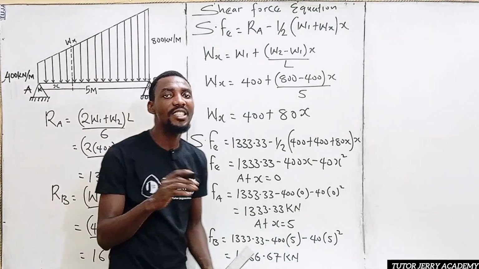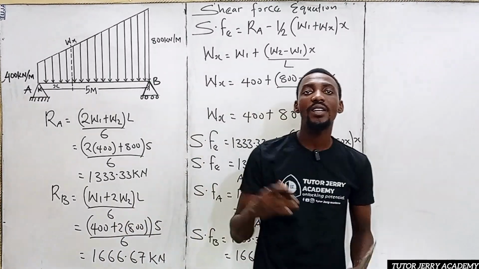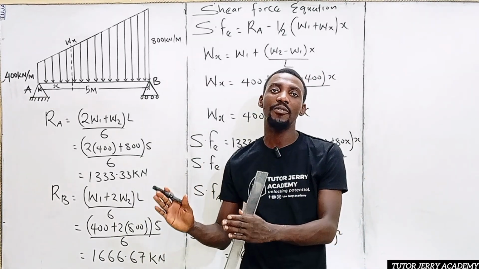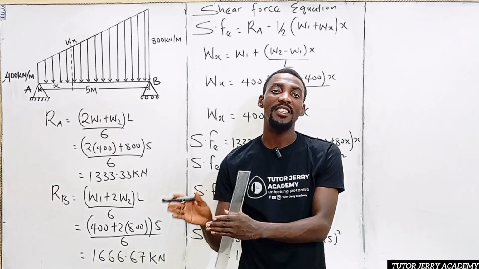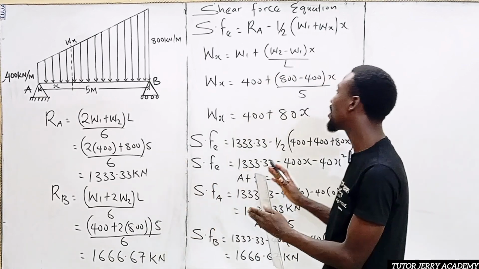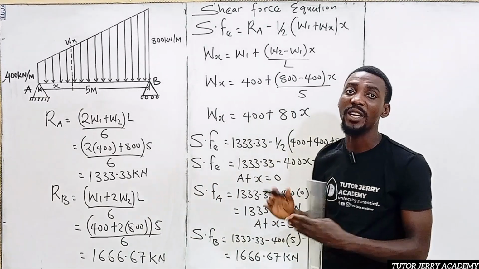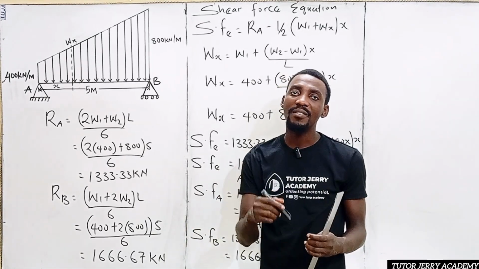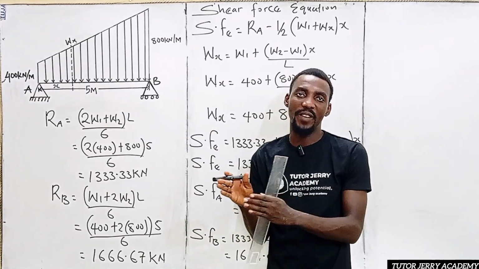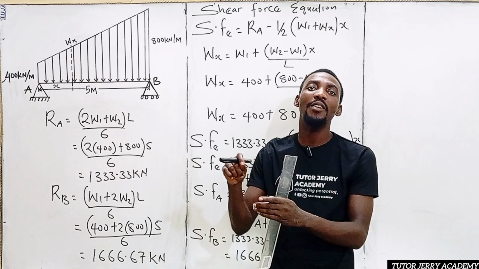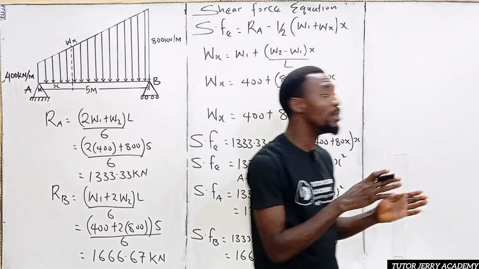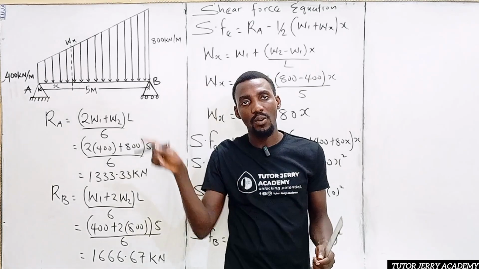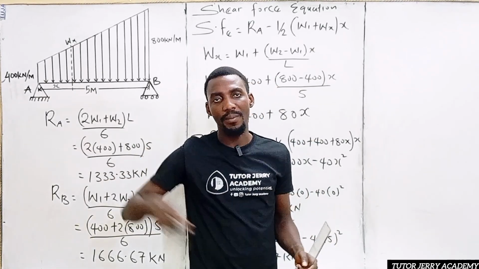Now the next thing you are going to be doing is this. We know that at any point where our shear force is equal to 0, we are going to have the maximum bending moment. So if we equate this shear force equation to 0, we are definitely going to get the value of S at which the shear force is 0. We are going to use that value of S to get the maximum bending moment.